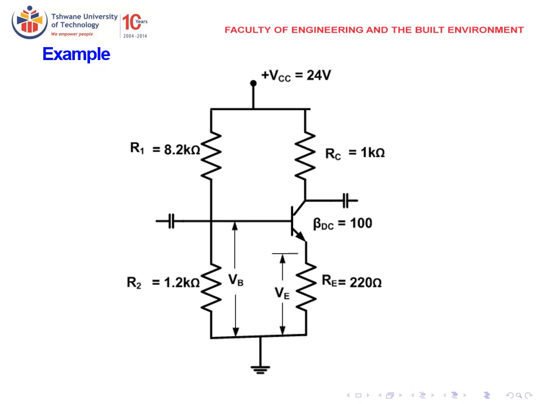And then when looking at it from the collector emitter side, it means that VCC will be equal to ICRC plus VCE plus IERE. But you know that IE is almost equal to IC. So VCC will be VCE plus IC times RC plus RE.